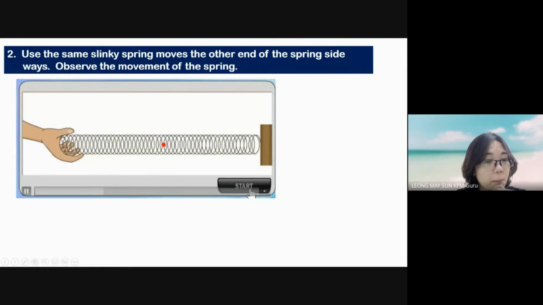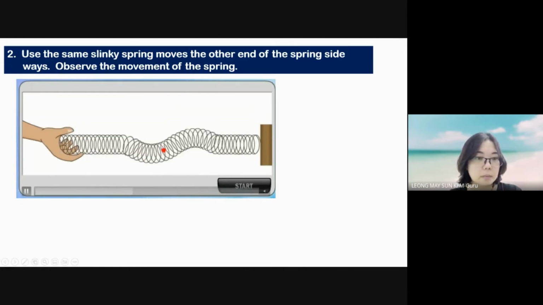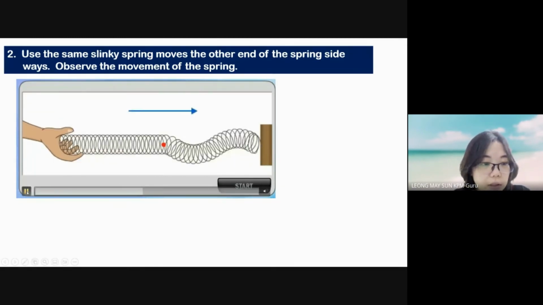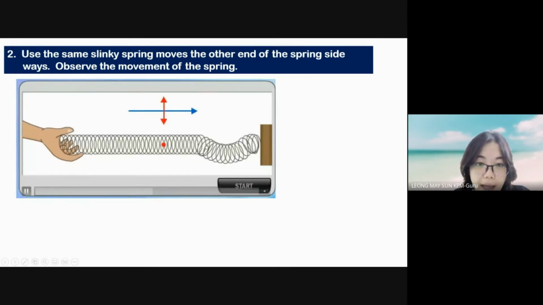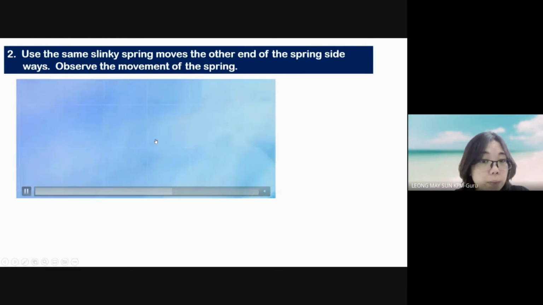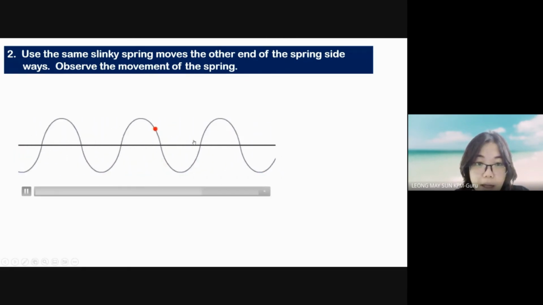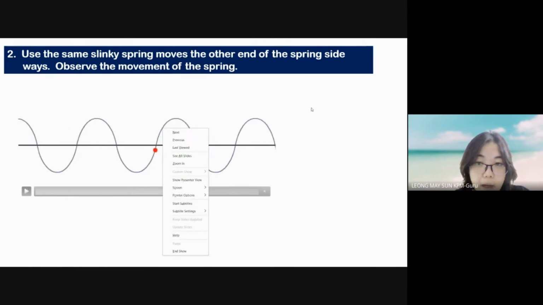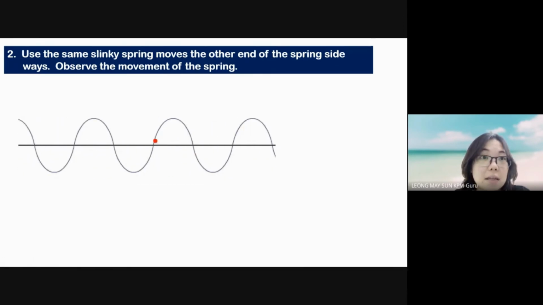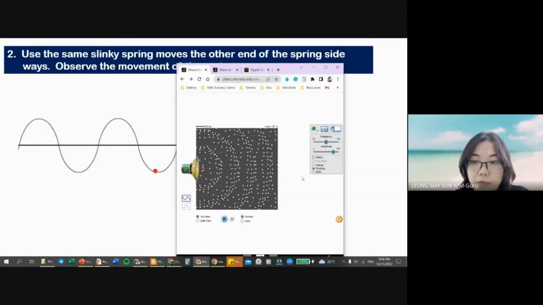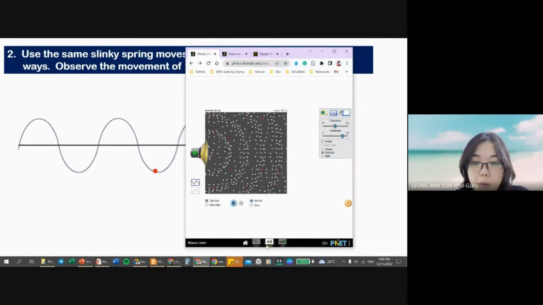Energy is still moving from the source of the disturbance, which is the hand, towards the other end. So here, the wave is moving from left to right. And look at the red dot. The red dot is going up and down. So in this situation, the wave is moving from left to right, and the red dot is going up and down only. That is an example of how waves move for water waves.